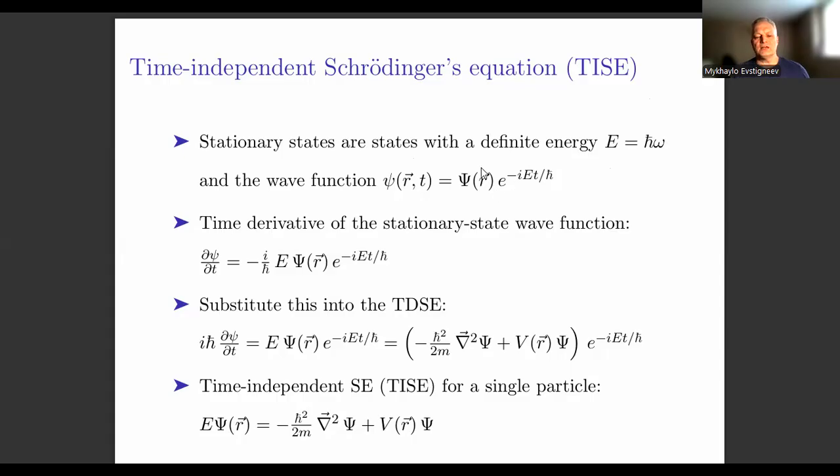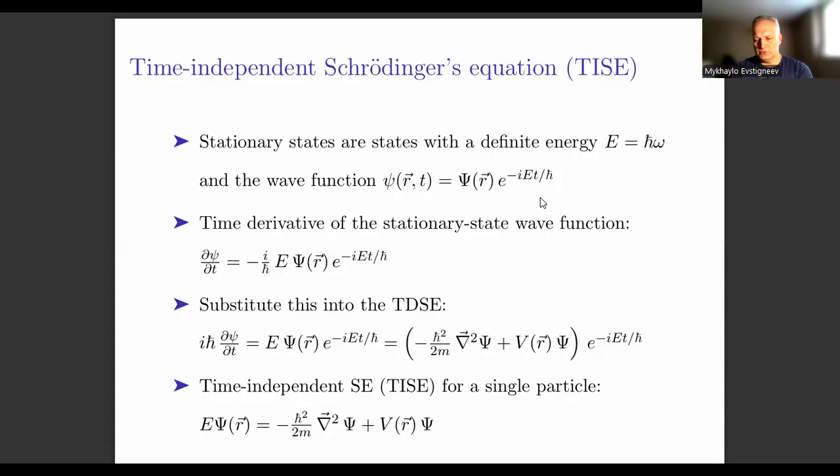Now, the function that multiplies the exponential is the position-dependent, time-independent wave function. And the probability density in the stationary state is the modulo squared of this position-dependent, time-independent prefactor of the exponential, which I denote as capital psi. So the probability density is capital psi of r modulo squared.